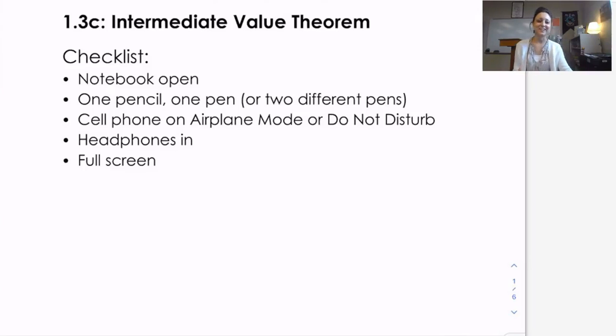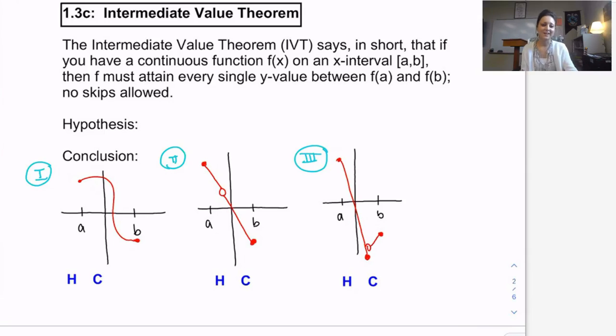Hello, Calculus. We are in the last lesson of Unit 1 today, so this is Section 1.3c, Intermediate Value Theorem. I'm going to force a pause on your screen, make sure you've got everything on the checklist, including making sure that you are in full screen mode. You don't need to write anything yet. Let's just go ahead and read what the Intermediate Value Theorem says. We call it IVT for short.